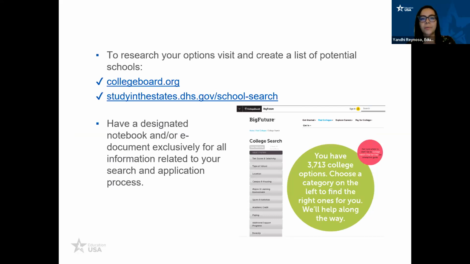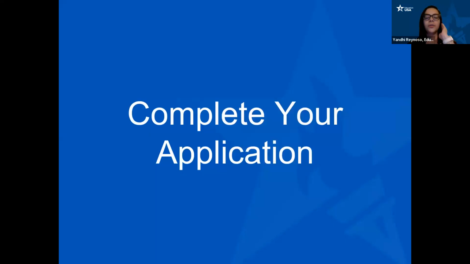These are some of the options in websites that we recommend you start using when you start researching your options. Collegeboard.org and studyinthestates.dhs.gov. Of course, there are more websites that exist for you to start looking into potential universities, potential schools. These are the ones that we recommend. And we also recommend you start a designated notebook or an e-document where you start writing down all the information that you find. At the end, I'm going to share with you some things that I recommend you take into consideration when you start doing this research. Now let's talk about completing your application.